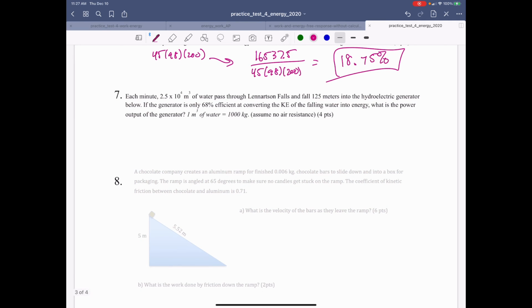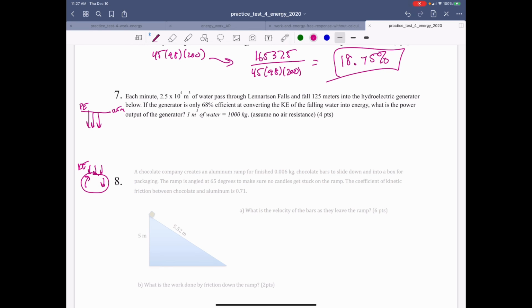This is Leonardson Falls. You can imagine that a bunch of water is falling down from a certain height, and that height is 125 meters. It's all potential energy at the top, and it's all going to be kinetic energy at the bottom. And it's going to hit maybe some type of generator, so it's going to spin some wheel.